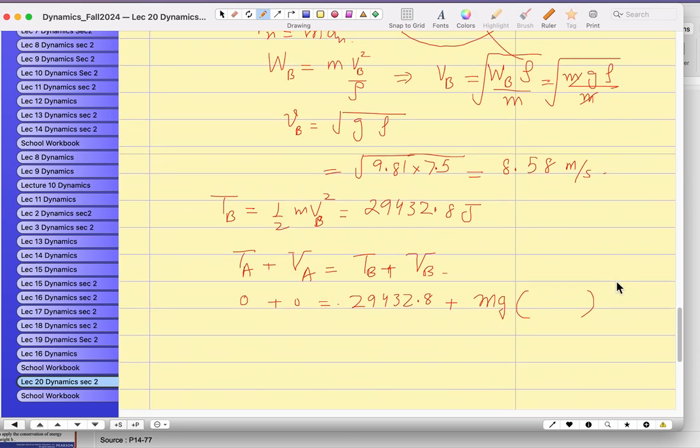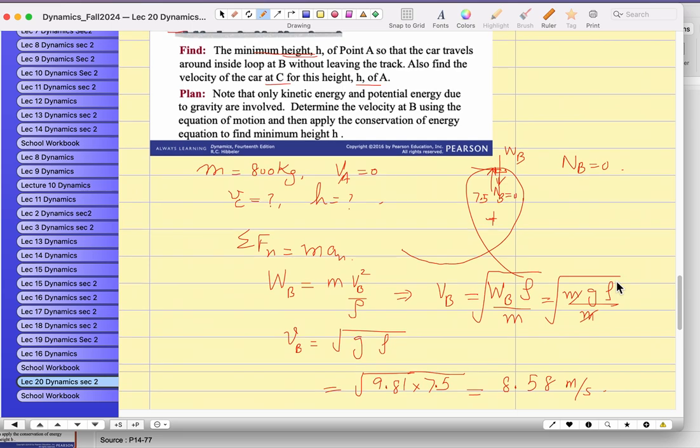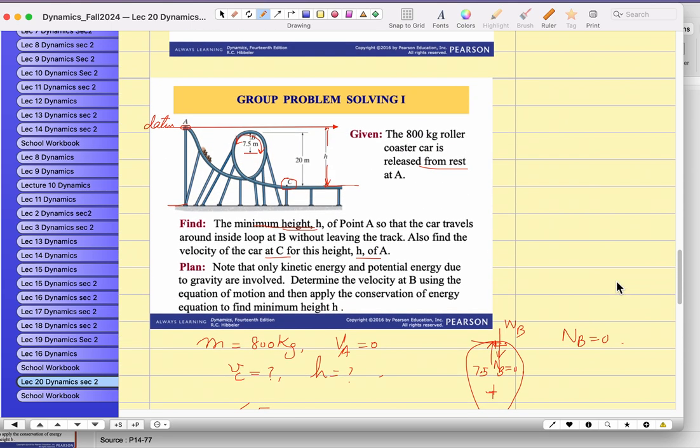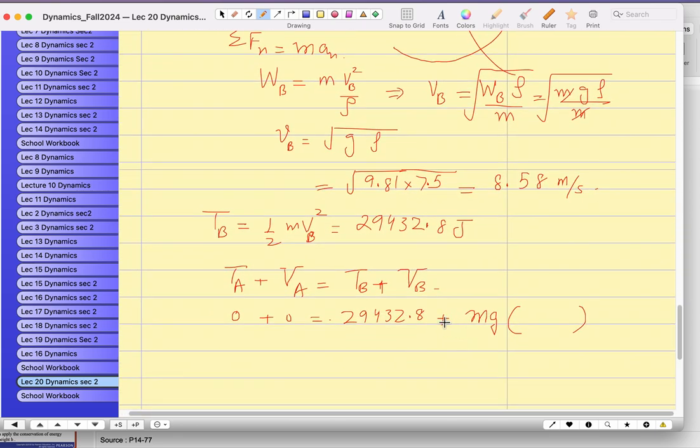Now look at this distance. You have to take h minus 20. So mg times h minus 20. Here I should write a negative sign because it's negative energy going down from the datum line: negative mg times h minus 20. If you solve this equation, you should get height h equals 23.75 meters. Do you understand the first part?